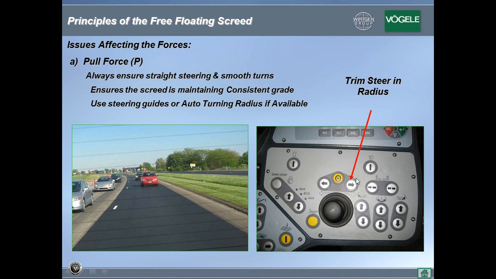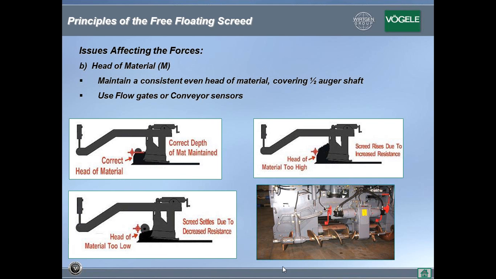We give the operator the ability to dial his radius using these two buttons. If he's making a left turn, you hit the left button and you will automatically create a radius as the paver moves forward. Once you get out of the radius, you hit that yellow button and the paver continues in a straight direction. So again, these are some of the features we offer to help the operator maintain his consistent pull force. As you can see, not too complicated. Just follow basic paving practice rules and you should be able to manage your pull force.